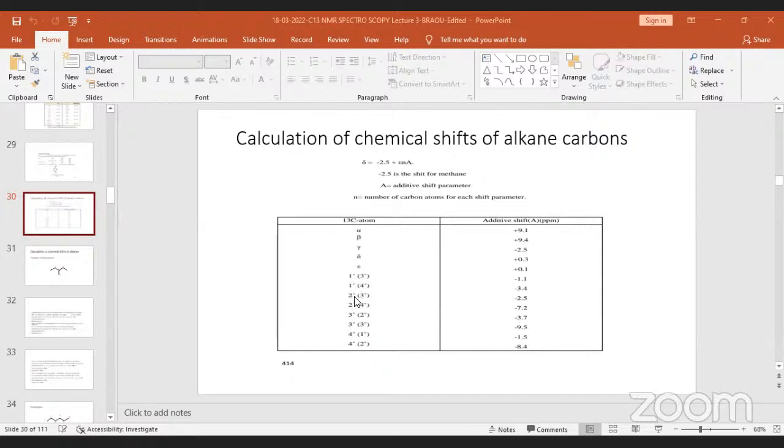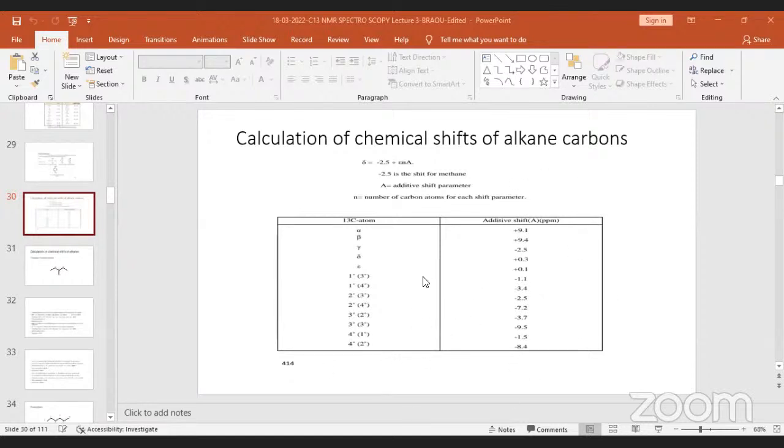And if it is a secondary carbon attached to tertiary carbon, it is minus 2.5. If it is a secondary carbon attached to quaternary carbon, it is minus 7.2. If it is a tertiary carbon attached to secondary carbon, minus 3.7. Tertiary carbon to tertiary carbon, it is minus 9.5. If it is a quaternary carbon attached to primary carbon, it is minus 1.5. And quaternary carbon to secondary carbon, it is minus 8.4.